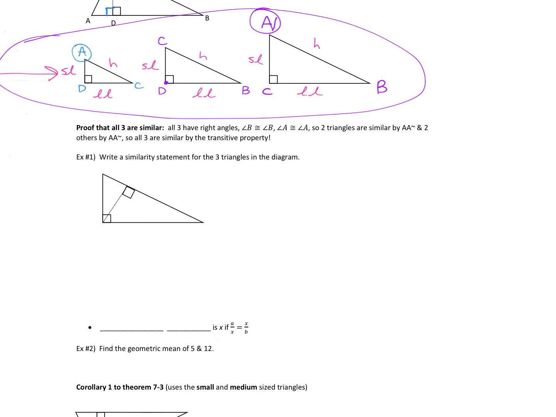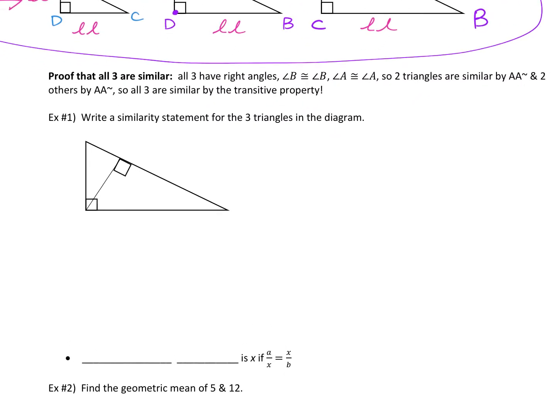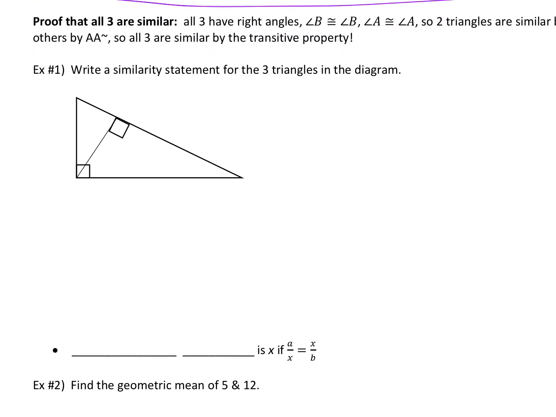I'm not even going to do the proof part of it right now. We're just going to skip that. We're going to set this up so that we can write a similarity statement for the 3 triangles in this picture. So if I have triangle, let's say this is E, this is G, this is K, and this is A. Okay, why don't you draw the 3 triangles and label them?